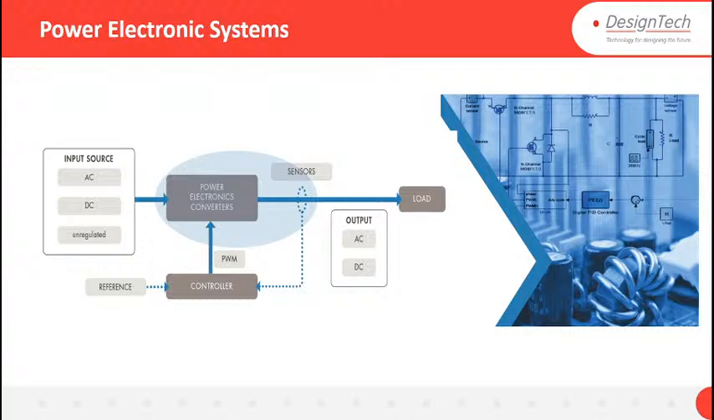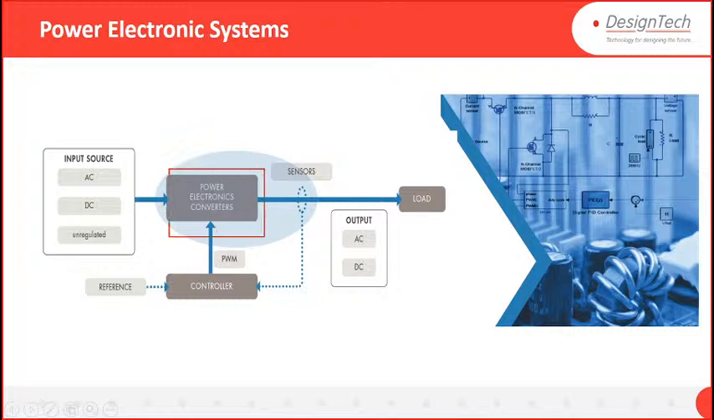So what is a power electronic system here? Let's understand first of all the power electronic system. We will have some input source as an AC or as a DC voltage, or it can also be an unregulated input source. And here we will have power electronics converters. So converters can be AC to DC, AC to AC, or DC to DC.